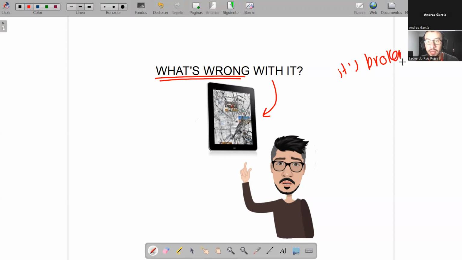It's broken. What specifically is broken? All the device or a specific part of the device? In a specific part of the device. The screen. Good, very good. That is making reference to the screen of the iPad, right? Of the iPad's screen. Okay, very good. Do you think that there is another problem? Maybe is there another problem or that's it? Just that it's broken.